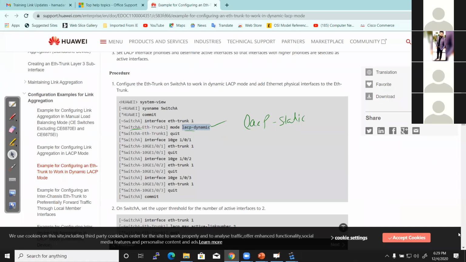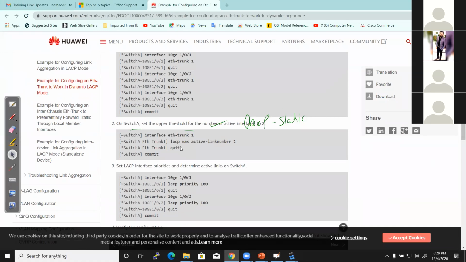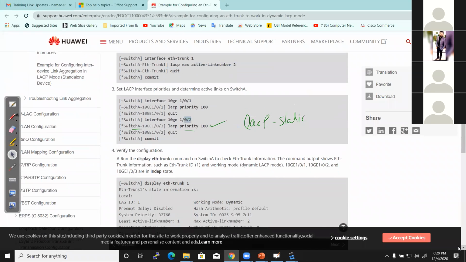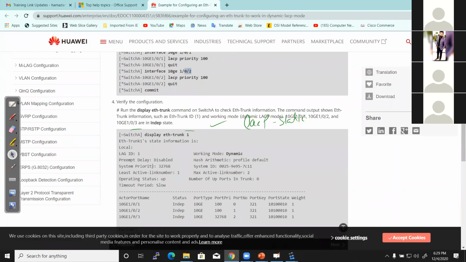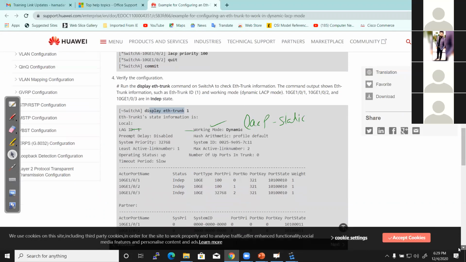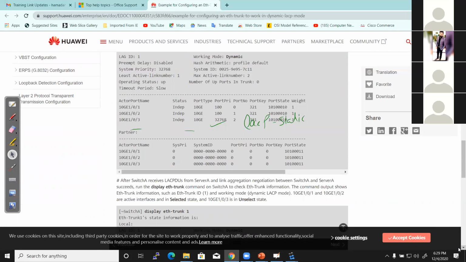Okay, and you can see the same configurations: interface each trunk, LACP maximum active interfaces, and then you change the priorities of the interfaces which you want as active. And the third link we don't configure. You can see it is showing the output, but if we run the same commands in these switches, we don't see any impact. I hope this is clear to everyone.